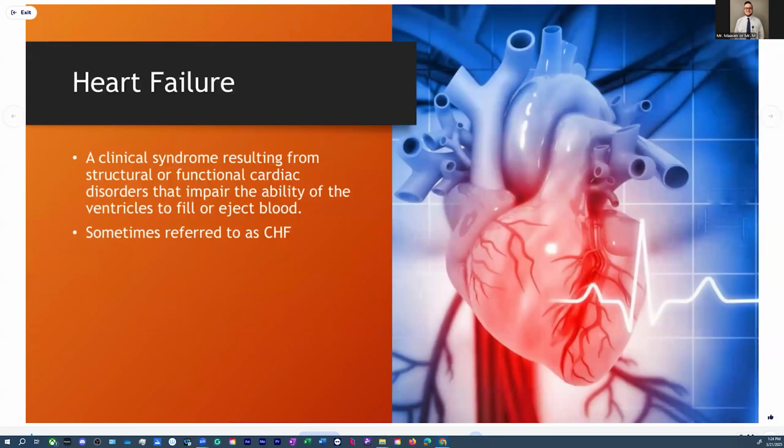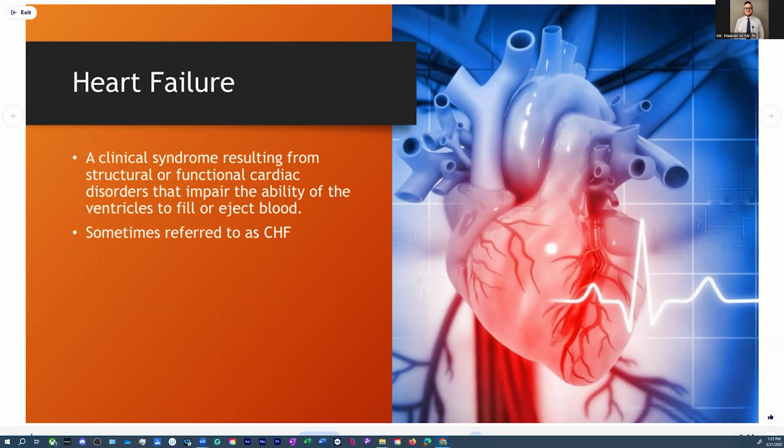So, what is heart failure? In general, heart failure is just a clinical syndrome, basically where cardiac function is impaired. Mainly when someone's talking about heart failure, they're talking about the heart lacking its ability to pump effectively from the ventricles. So basically, the ventricles either have a problem with filling or ejecting the blood out, or both. Sometimes this generally is referred to as CHF, congestive heart failure.